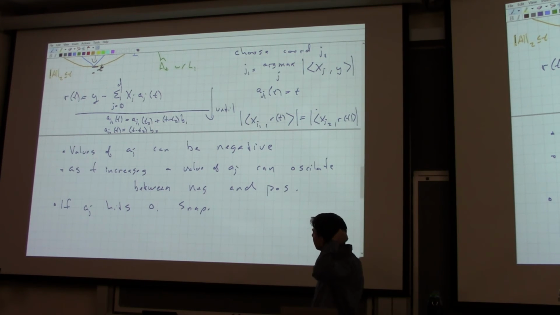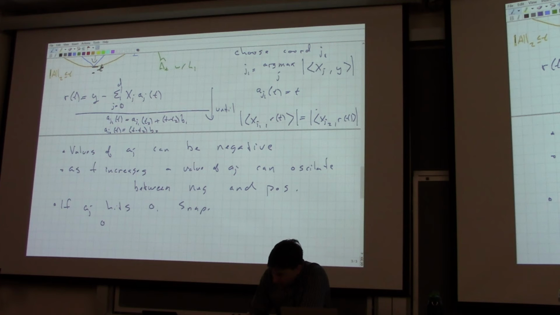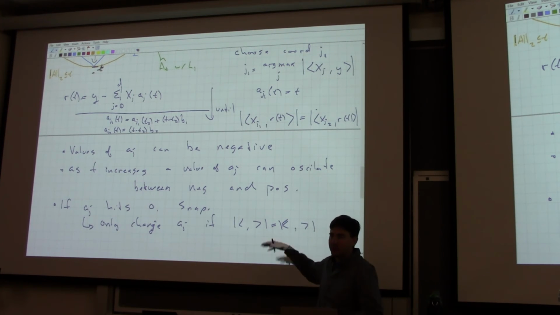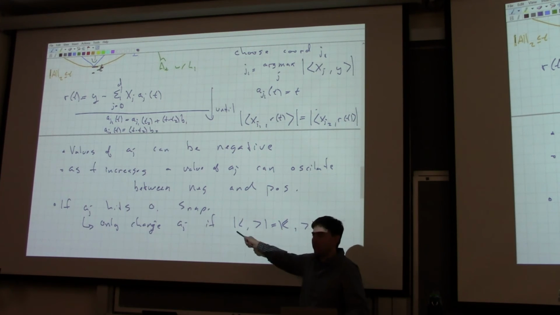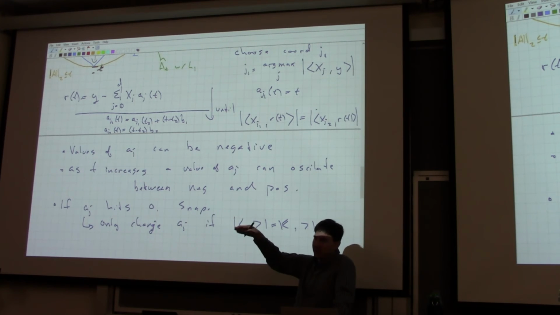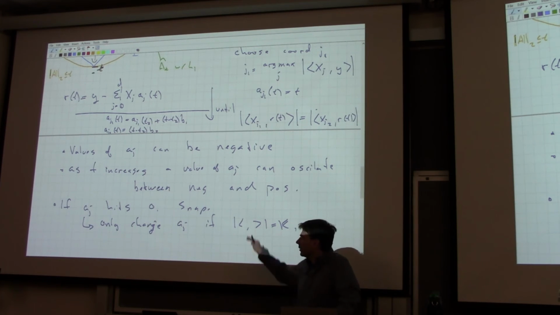So if this happens, it's a snap. That means you then only change AJ if you get this condition again. If you hit this condition with AJ again, that's the only time you remove AJ from 0. So sometimes it will hit the line and then at some point later go back up or go down. This makes it a little bit messier.